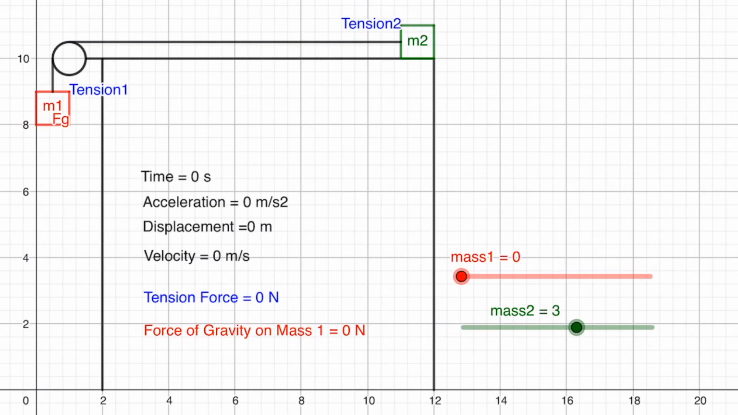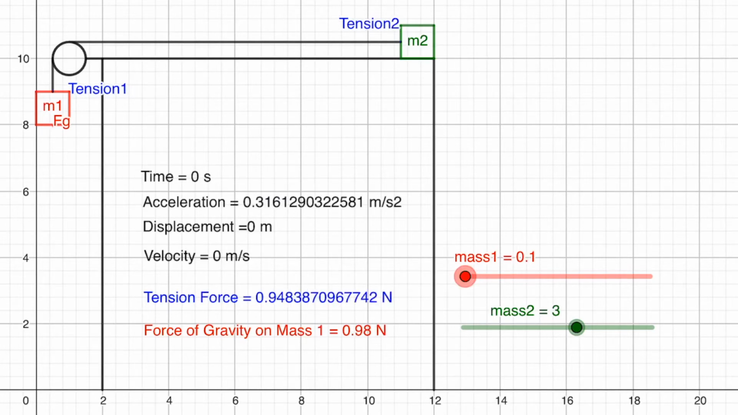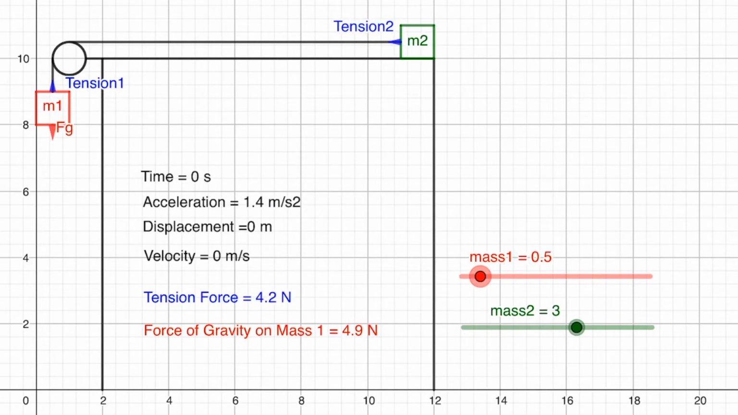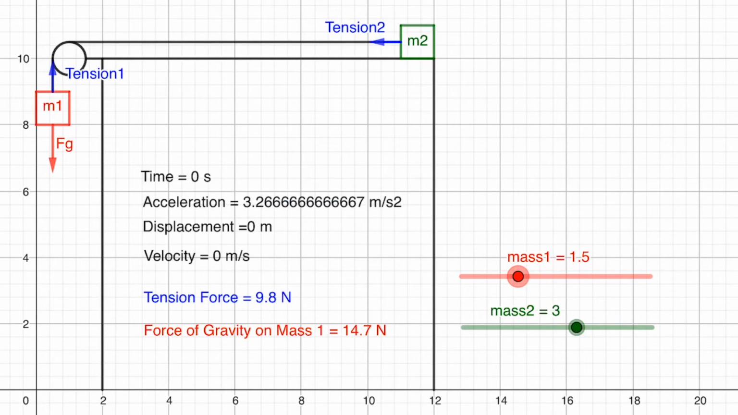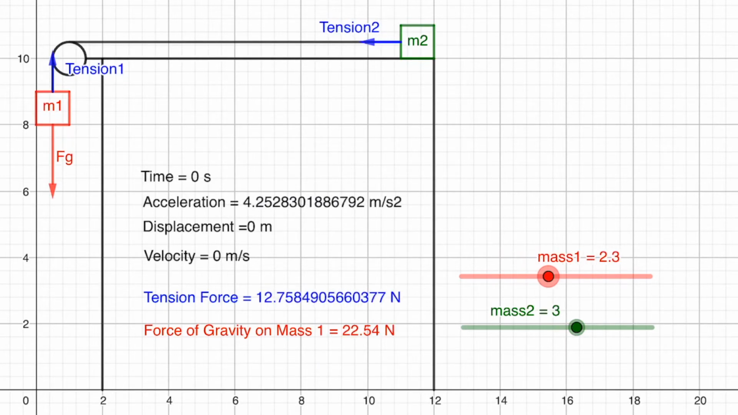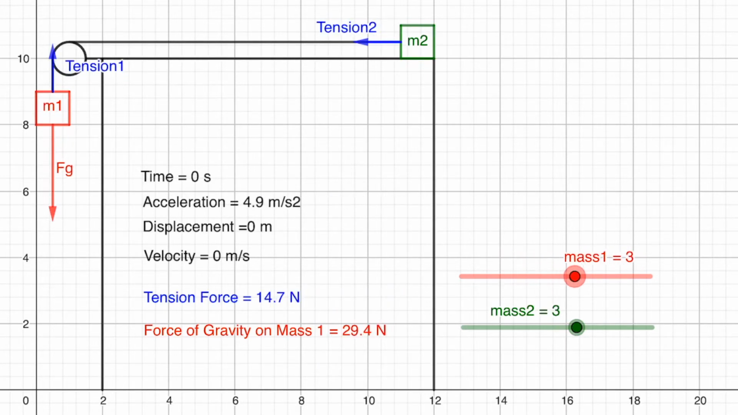Okay, so let's have a look at this. This is the GeoGebra scenario that I've set up. You can see time is 0. I'll later change time. You've got M1 and M2. What I'm doing here is we had mass 2 just set as 3. As we increase mass 1, we can see the force of gravity increasing.